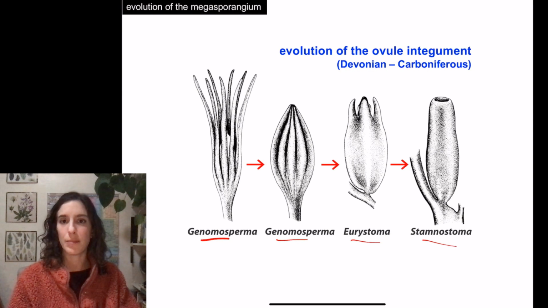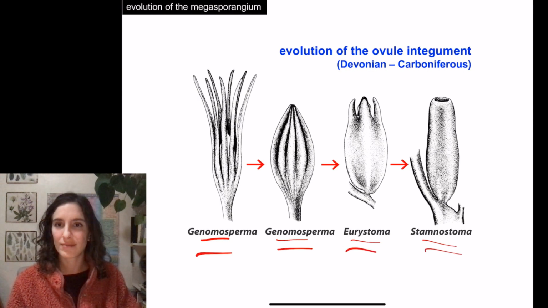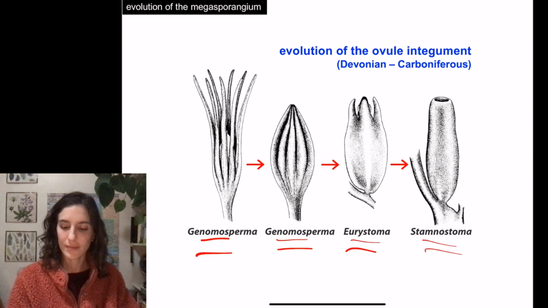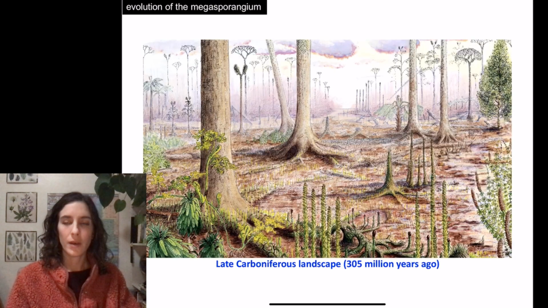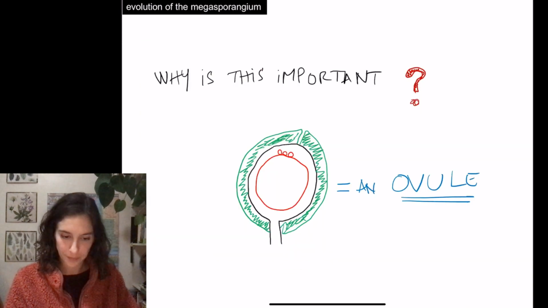Now, this is very convenient because we don't have any of the living descendants of any of these fossil-recorded early ovules. So we're talking about something that happened 305 million years ago or so. This is back when the lycopodiophytes were dominating the landscape.